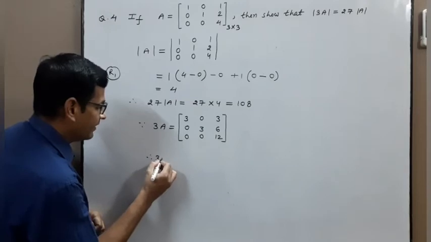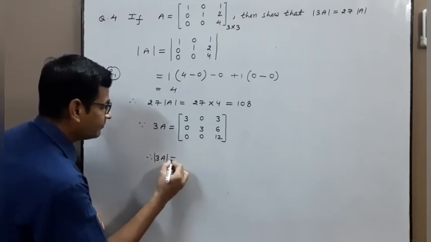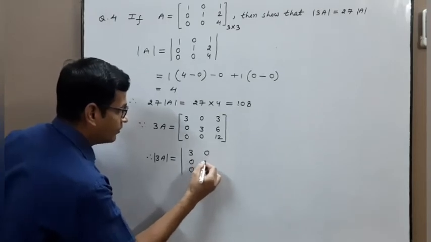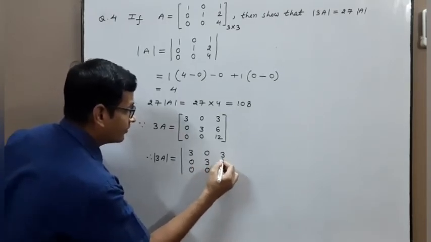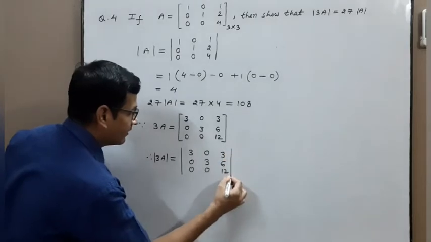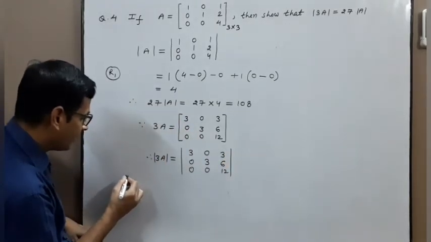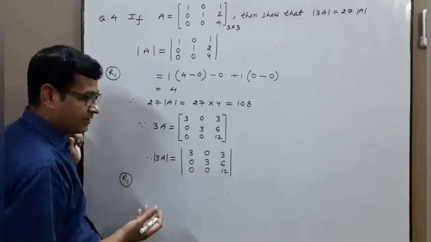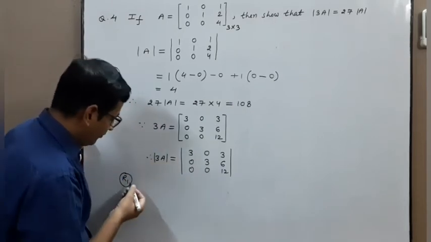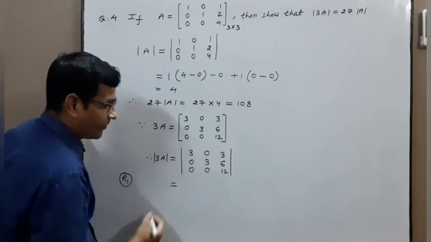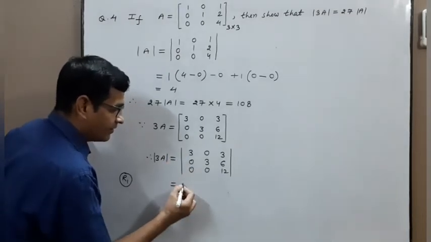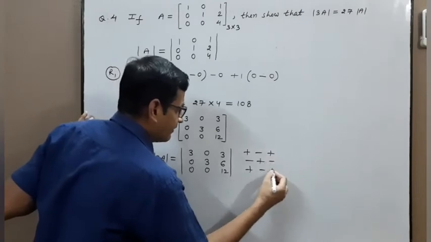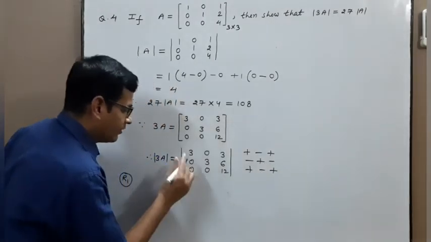Therefore determinant 3A is equal to 3 0 0, 0 3 0, 3 6 12. And now expanding along R1. We can expand this determinant by any of R1, R2, R3, C1, C2, C3. Normally we take R1. Now first 3. Sign of 3: plus, minus, plus, minus, plus, minus, plus, minus, plus. So the sign of 3 is plus.